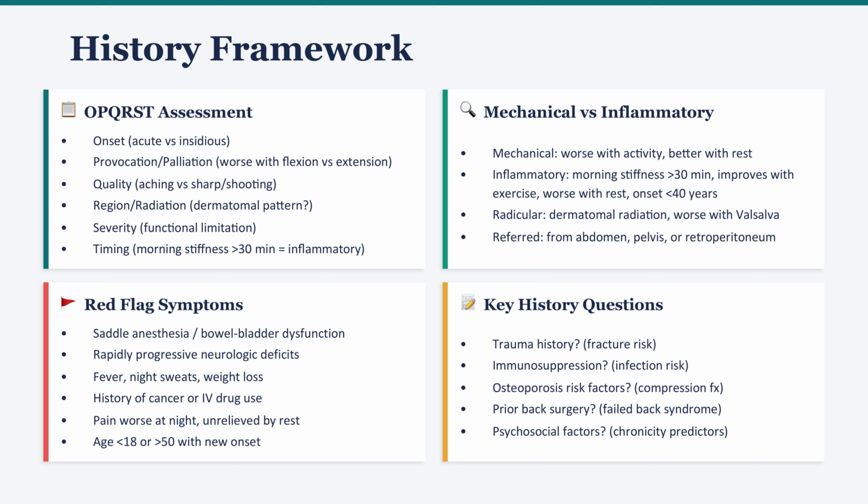Let us start with the history, which is the most important tool in your back pain evaluation. Begin with OPQRST. Onset: was it sudden after trauma or insidious over weeks? Provocation and palliation: does the pain worsen with flexion suggesting discogenic origin or with extension suggesting facet joint or stenosis? Quality: is it a deep aching mechanical pain or sharp and shooting in a dermatomal pattern suggesting radiculopathy? Region and radiation: does it stay axial in the low back or radiate into the legs following a specific dermatome?